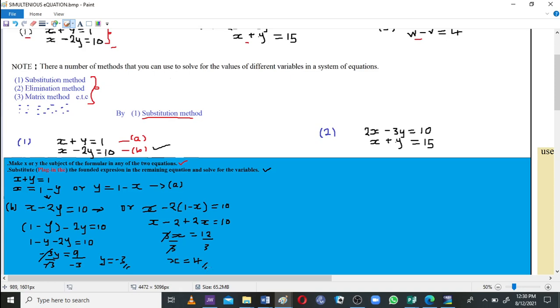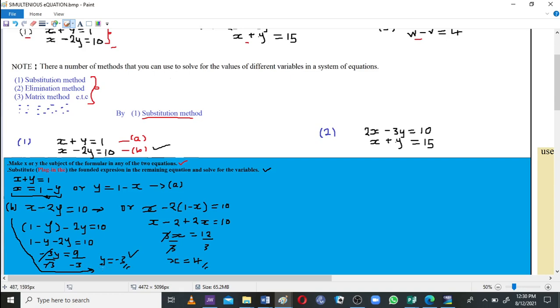Now the second step, suppose we used the first part here. Suppose we used part 1. That means suppose we use the expression x is equal to 1 minus y. That means we made x the subject of the formula in the first equation, that is equation A. So after doing that, after making x the subject of the formula, we have solved for the value of y.